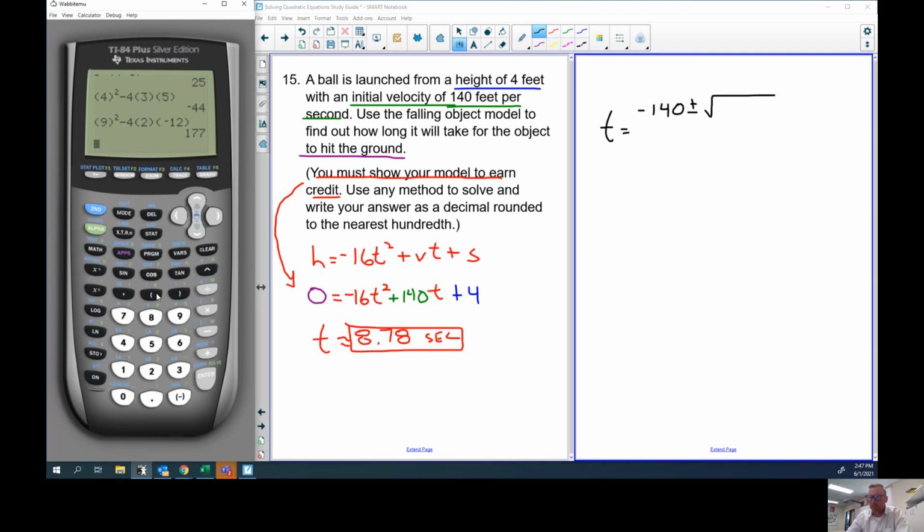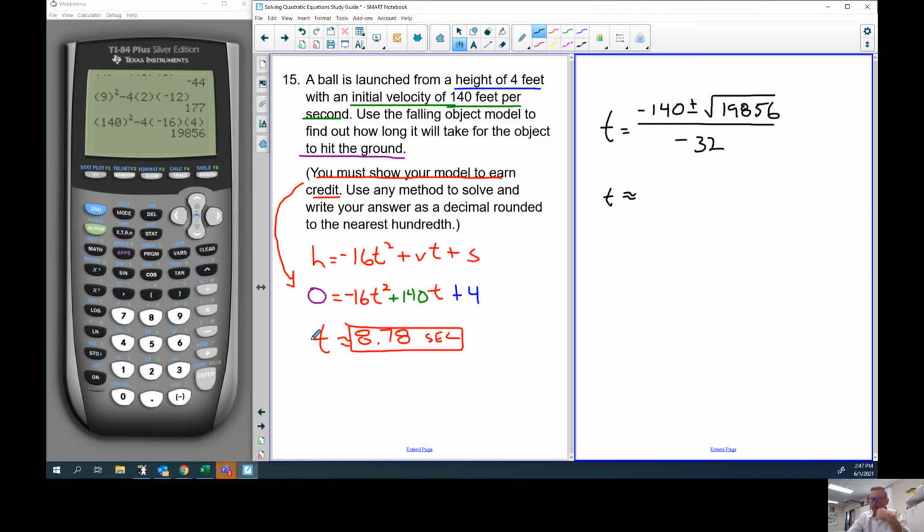I am going to cheat over here. I'm going to do the discriminant. B squared minus 4 times a, which is negative 16, times c, which is 4. Oh boy, look at that ugly number, 19,856, all over 2 times a, which is negative 32, right?